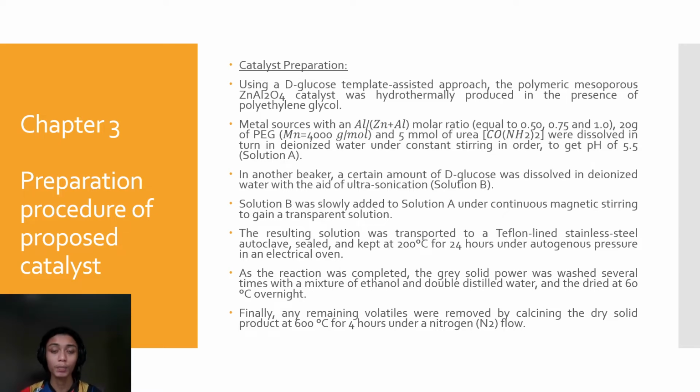As the reaction is completed, a gray solid powder is formed, which is washed several times with a mixture of ethanol and DI water and dried at 60 degrees overnight in a tray dryer. Finally, any volatiles are removed by calcining the product at 600 degrees Celsius for 4 hours under a nitrogen gas flow.